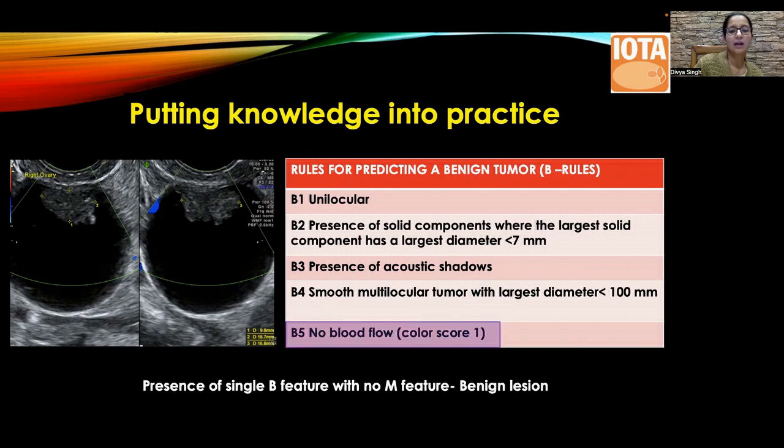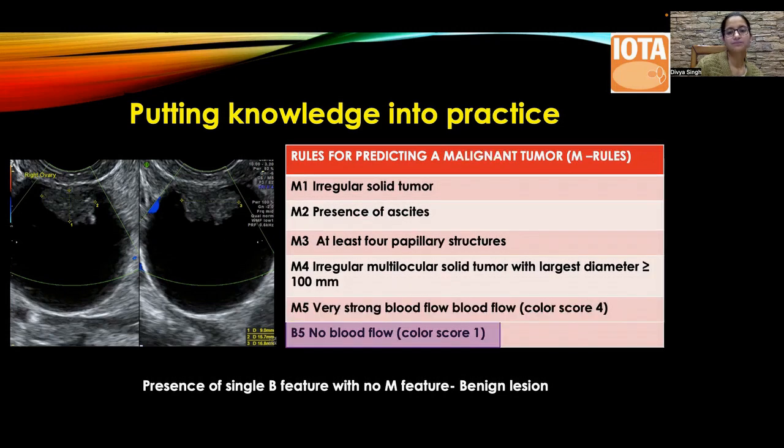And if we were to look at the M features, do we see any features of malignancy? That is, is it an irregular solid tumor? No, it is not a solid lesion. There is no ascites. There's only one papillary projection. Of course, it's not multilocular solid, and its size is definitely not more than 10 centimeters. It doesn't have very strong blood flow. So only one B feature and no M feature applies.